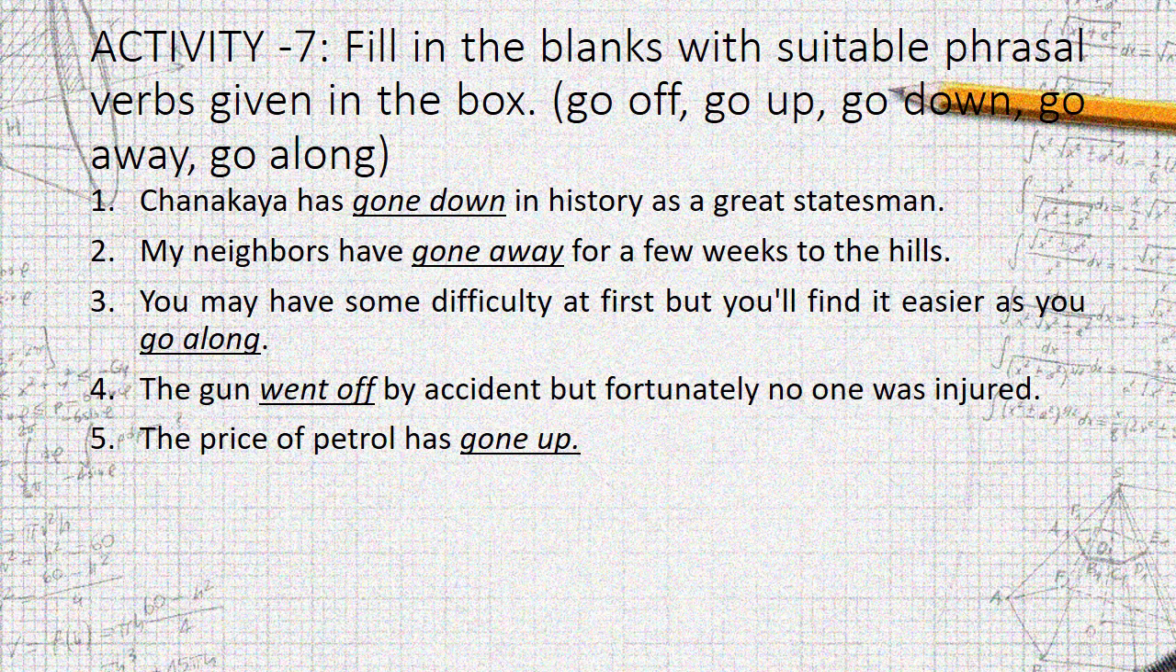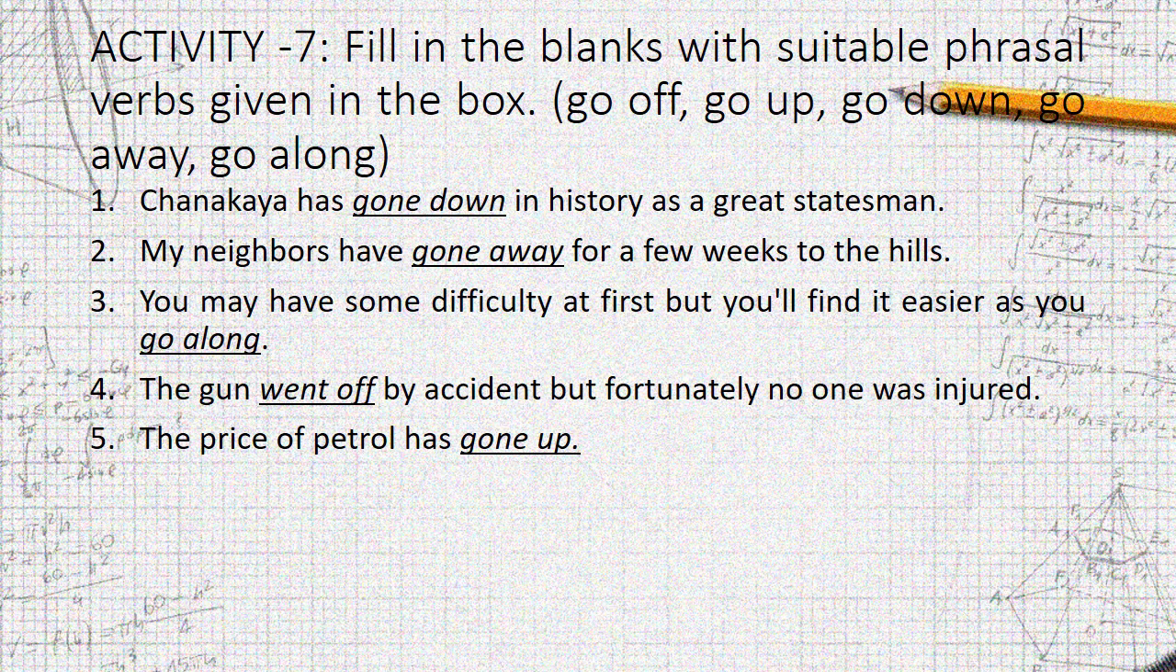Like, let's see the first example. Chanakya has blank in history as a great statesman. Chanakya has gone down in history. Now, gone down. If we take the verb, it actually means go down, like he is going down. But when we say has gone down in history, it means he has been mentioned in history. He has been written in history as a great statesman.